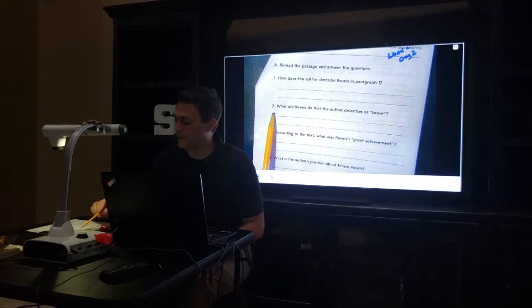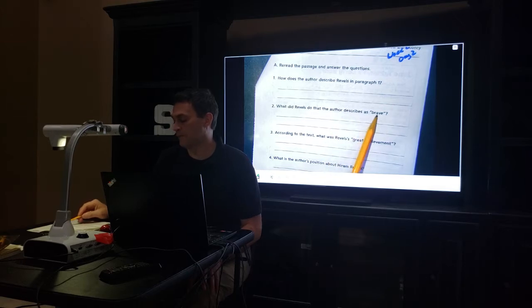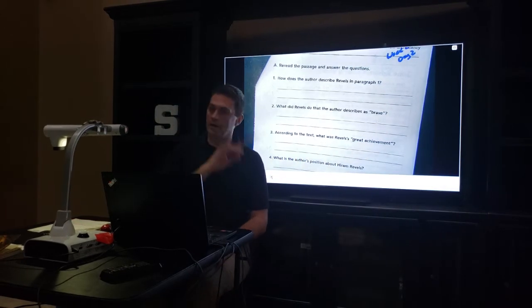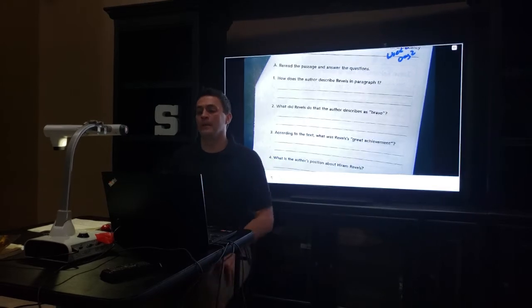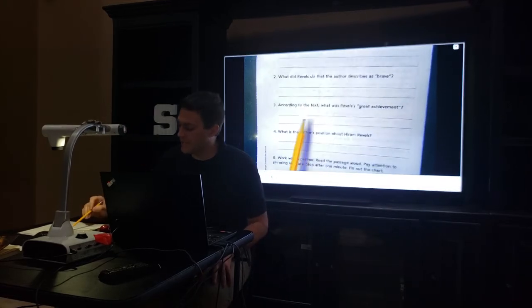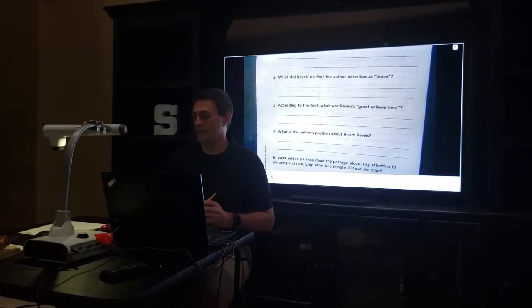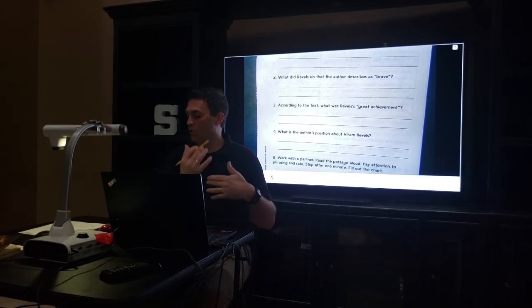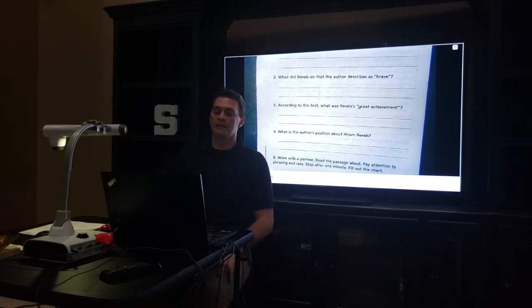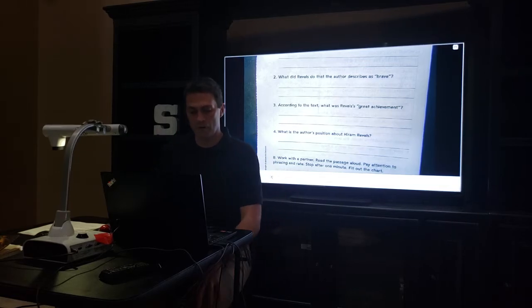All right, and number 2, what did Revels do that the author describes as brave? Okay, so somewhere in this passage, that's going to describe him being brave. What did he do that made him brave? Number 3, according to the text, what was Revels' great achievement? So what did he achieve during this? So you got to read the whole text, the whole passage, and decide what was his biggest achievement through this whole reading.